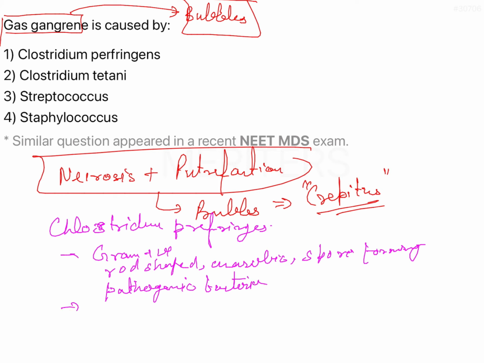Now, Clostridium perfringens, which is the most common bacteria for gas gangrene, has symptoms that include blisters, tachycardia, swelling and jaundice. Blisters, swelling, jaundice and tachycardia.